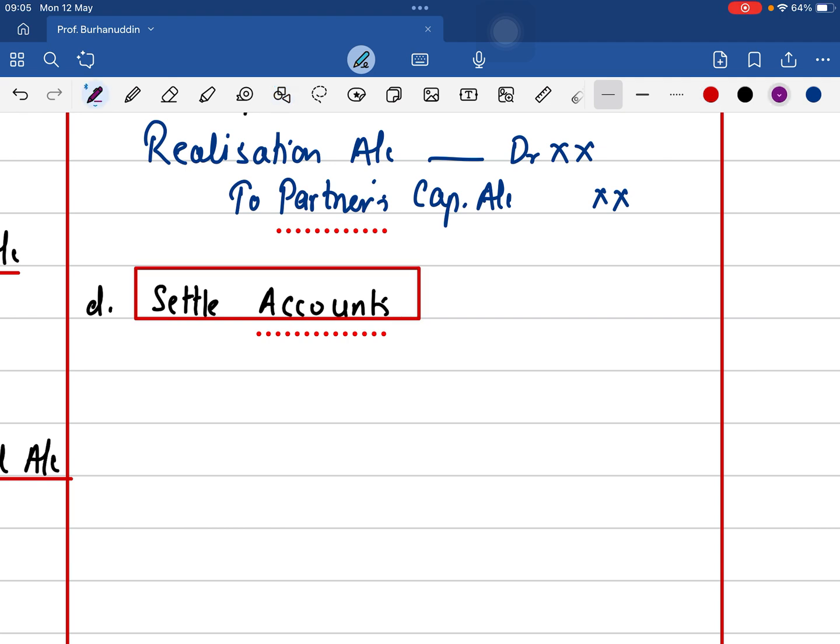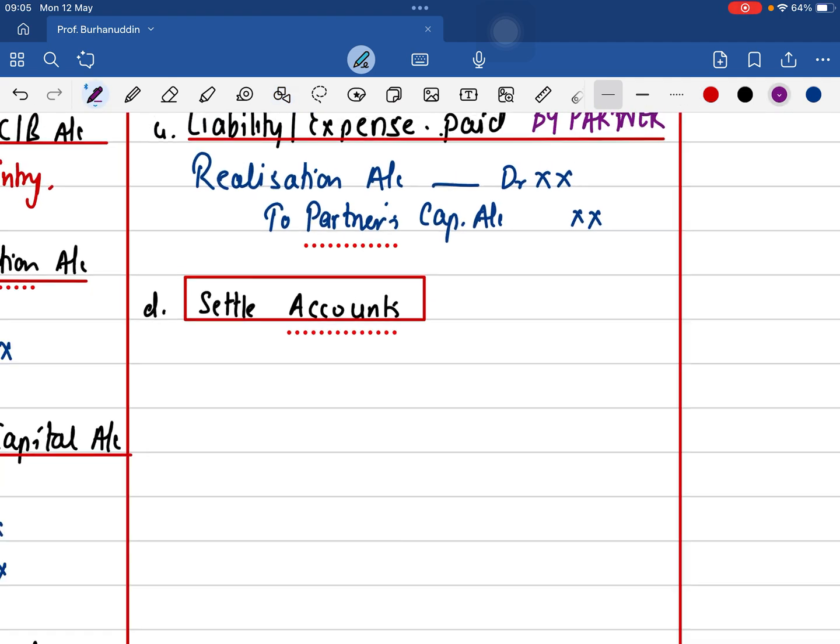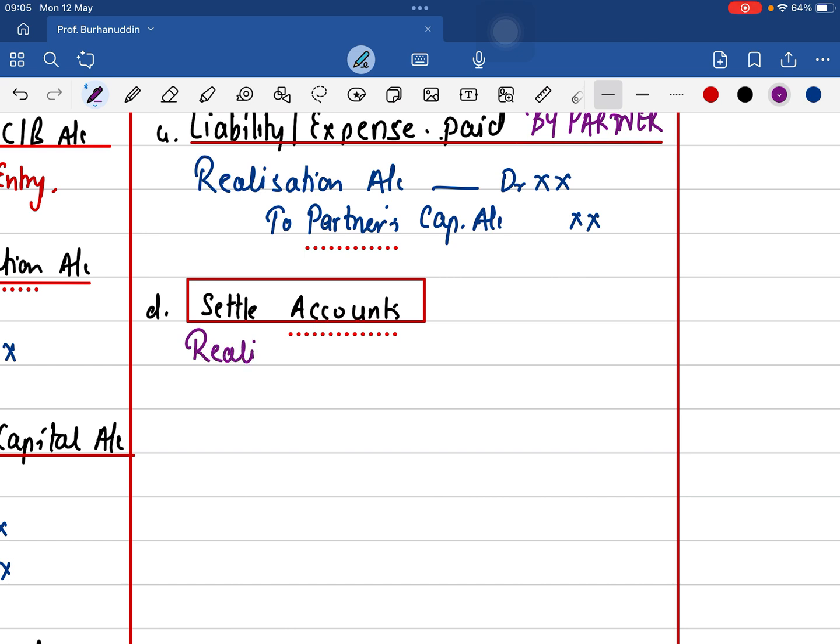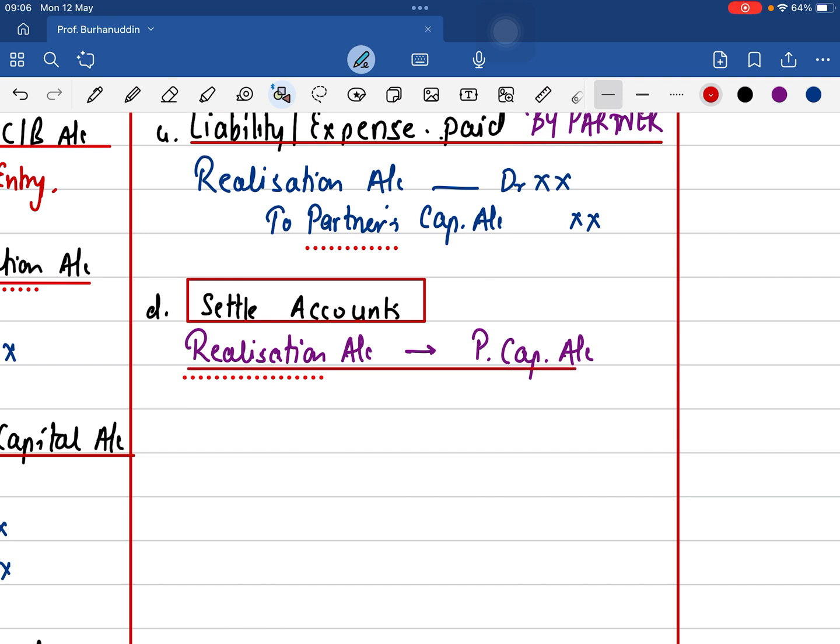Very easy. First of all, you're going to close the realization account. There are only 3 accounts, right? One is realization account, partner's capital and cash bank. The very first account we are going to close is the realization account, and we are going to get the profits or losses from this account. Whatever the profits are, it's going to the partner's capital. If there is a loss, it is also going to the partner's capital account.